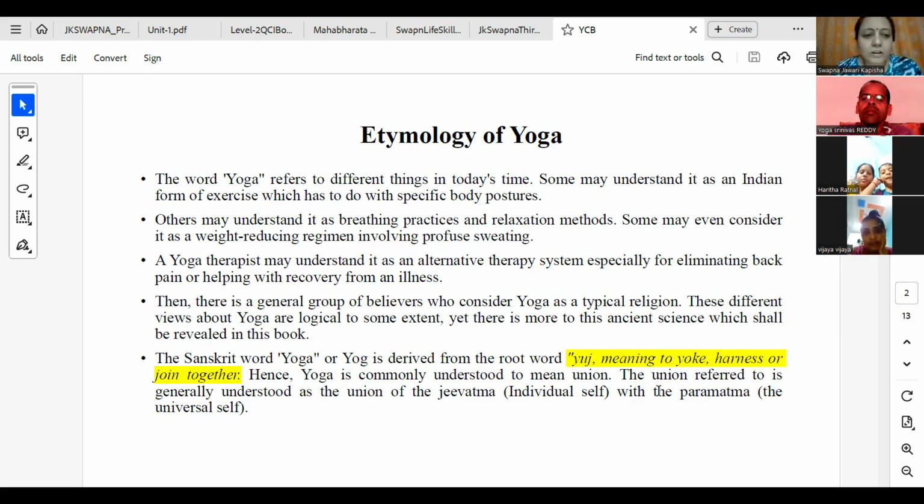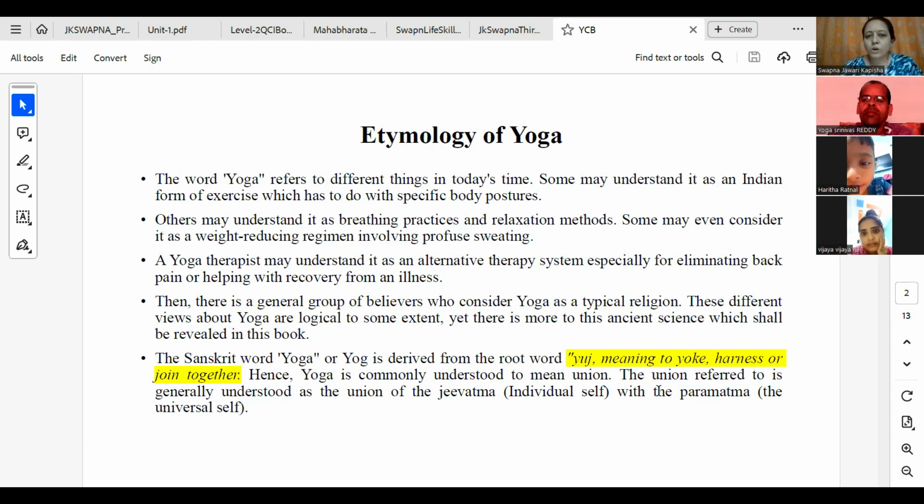We had a brief introduction of what would be covered in the YCB syllabus. Whether you are attempting YCB level 1 or level 2, the current unit will be the same for both streams. We will be going through the etymology of yoga, history of yoga, and other definitions and origins of yoga. If you see the term etymology, it is nothing but a term which is used to identify the root of a particular concept.